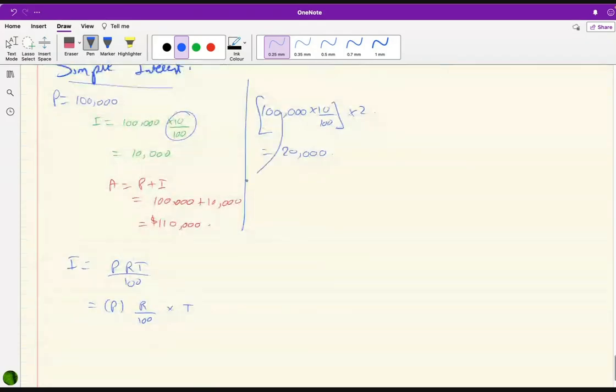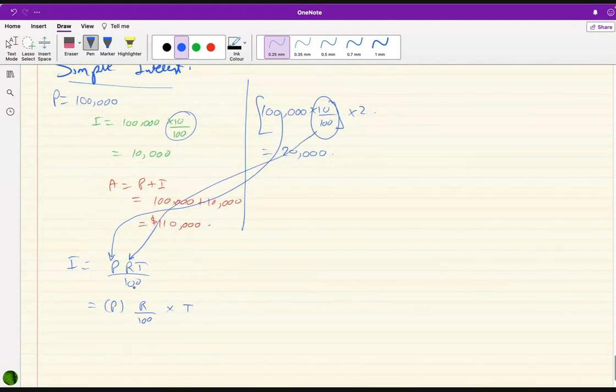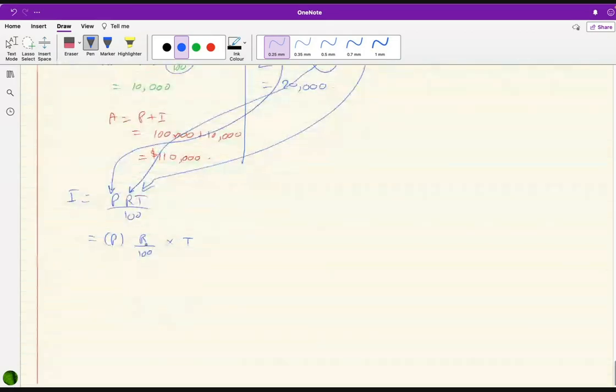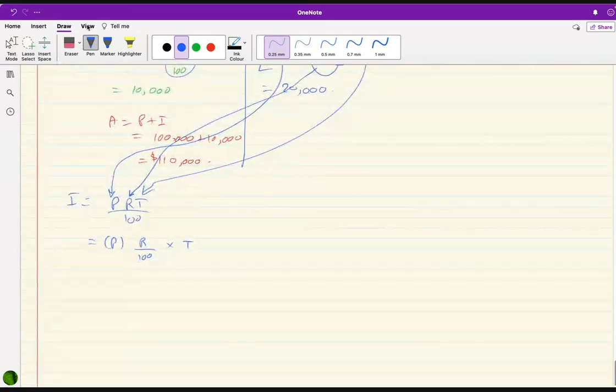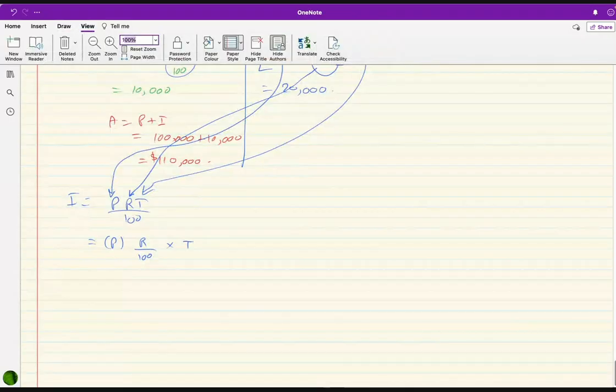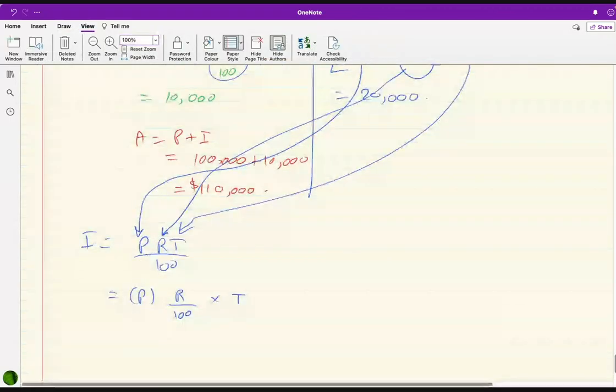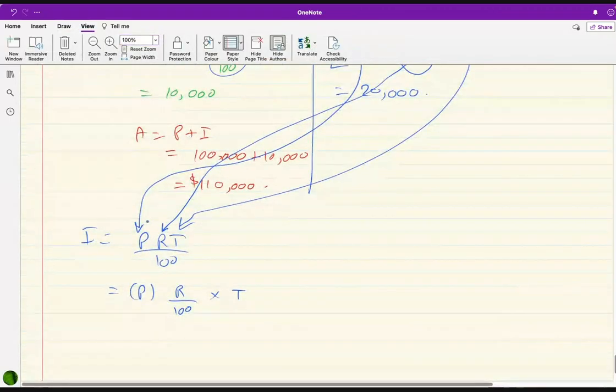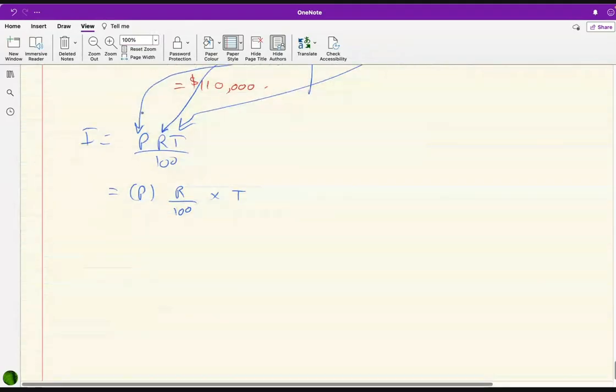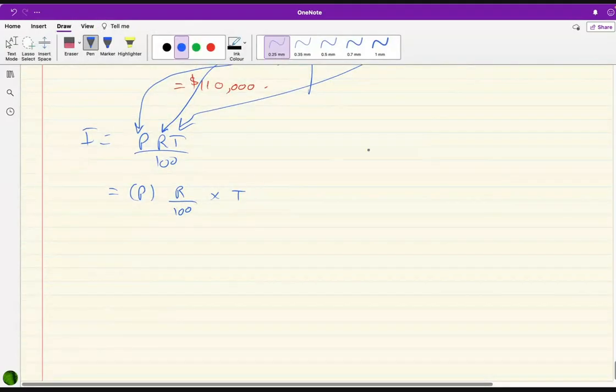So see, this is the principal amount, and then we multiply with the rate, which is 10%. So R is 10, and 100 is for percentage, and T is the time. So I equals PRT over 100. One thing, we're using this formula, and the second one is amount is equal to principal plus interest. Amount is the total.